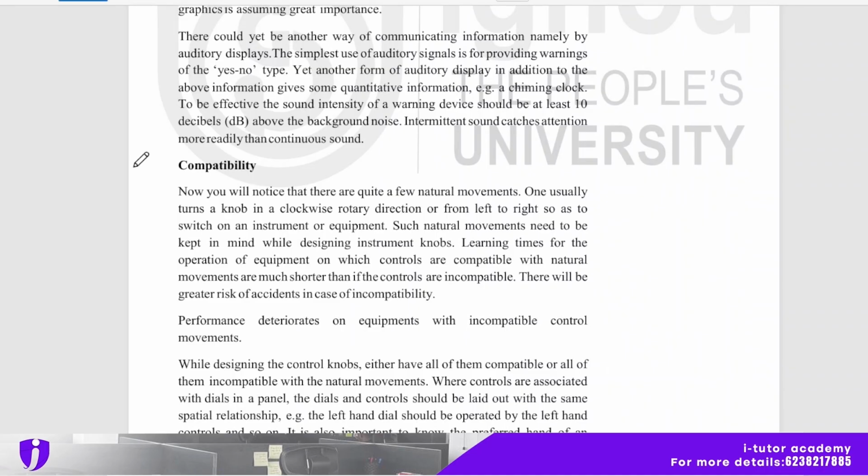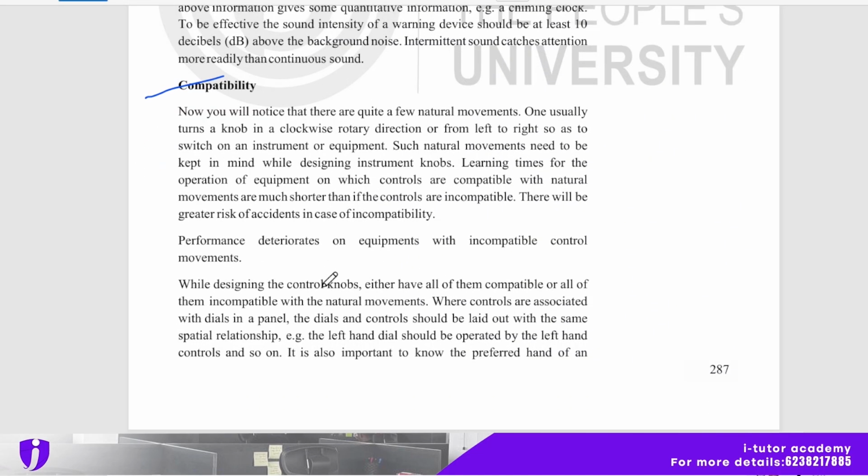And next is compatibility. Now you will notice that there are quite a few natural movements. One usually turns a knob in a clockwise rotary direction or from left to right, so as to switch on the instrument or equipment. Such a natural movement needs to be kept in mind while designing instrument knobs.